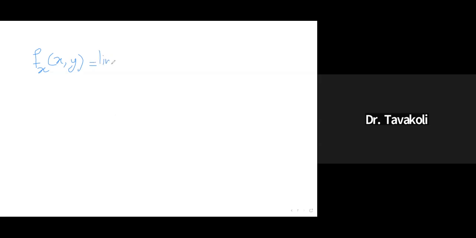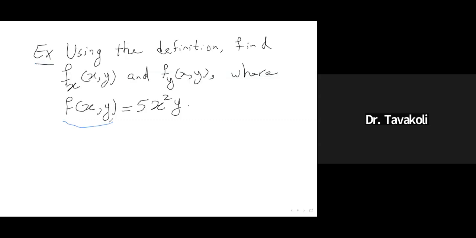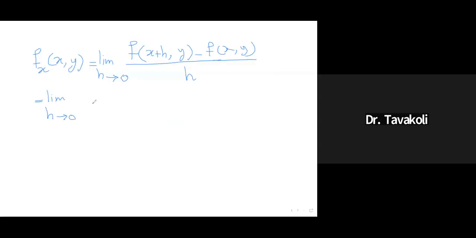By definition, it is the limit as h tends to 0 of f of x plus h and y minus f of x and y divided by h. So it equals the limit as h tends to 0. So what was the function? F of two things is 5 times the first thing squared times the second coordinate. That's important because I want to apply these to x plus h and y.